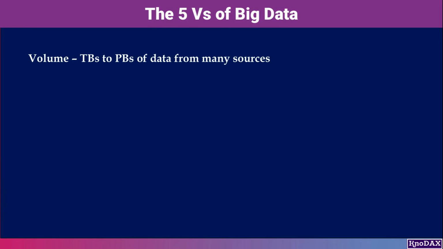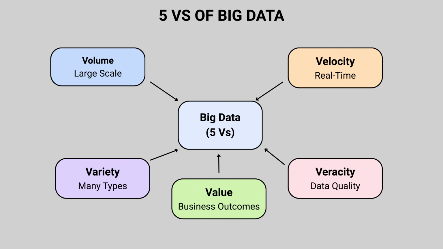Now that we understand what big data is at a high level, let's break it down using the classic framework known as the 5 V's. These help us see why traditional systems struggle and why modern architectures are necessary. The first V is volume, referring to the massive scale of today's datasets, from terabytes to petabytes, often coming from dozens or even hundreds of sources.